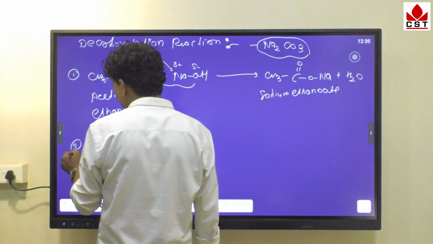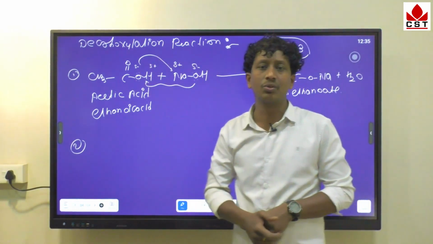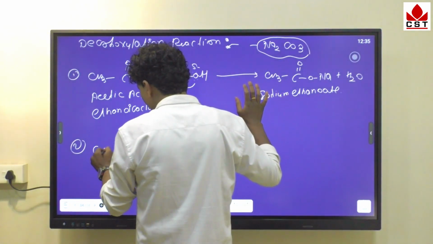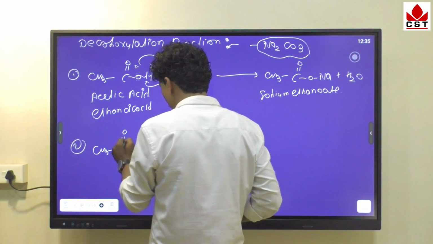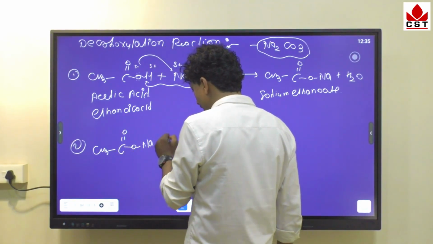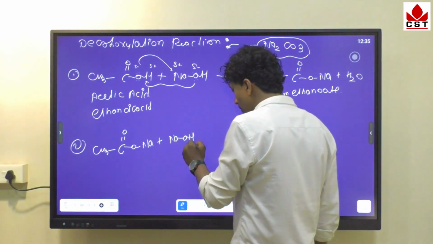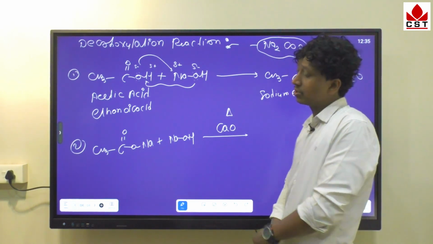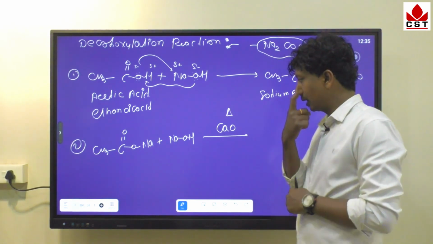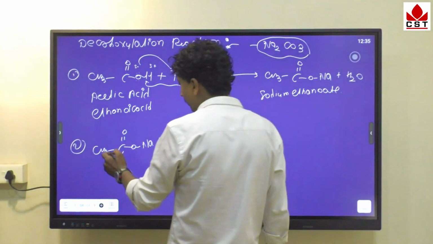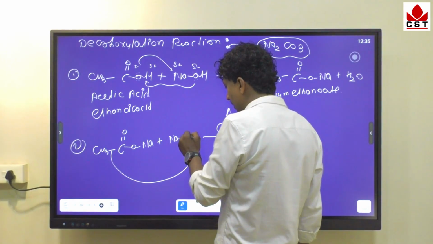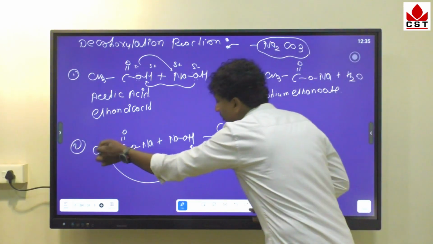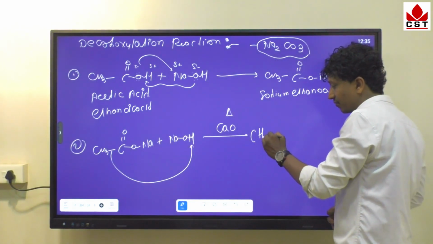What about the second step? In the first step, the acid is treated with sodium hydroxide and forms that salt, CH3–C double bond O–ONa. Again this salt is treated with NaOH and CaO, which on heating gives the final product, in which decarboxylation occurs. On heating, there is abstraction of CH3 with hydrogen. CH3H is the product, which is CH4.